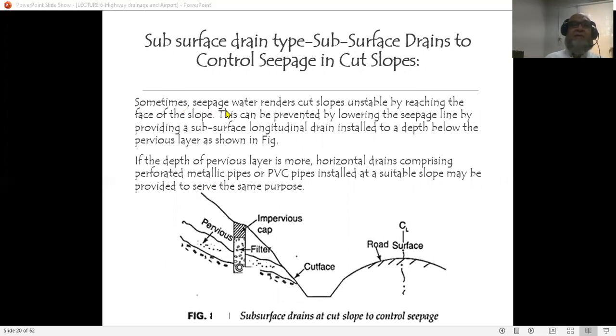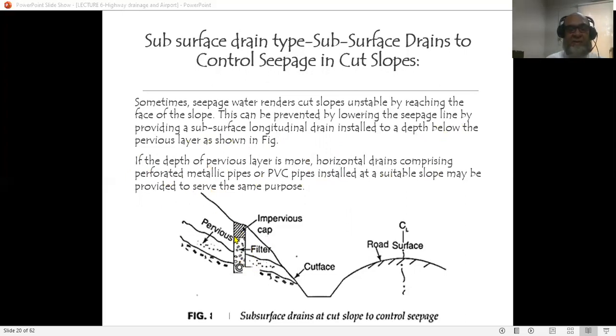So sometimes seepage water renders cut slopes unstable by reaching the surface of the slope. This can be prevented by lowering the seepage line or providing a subsurface longitudinal drain installed to a depth below the pervious layer. If the pervious layer is thick, horizontal drains comprising perforated metallic pipes or PVC pipes installed at a suitable slope may be provided to serve the purpose.